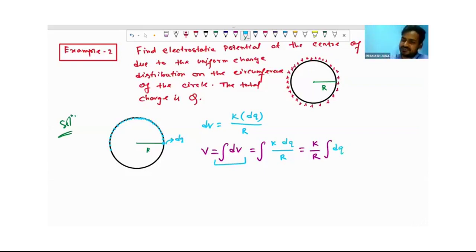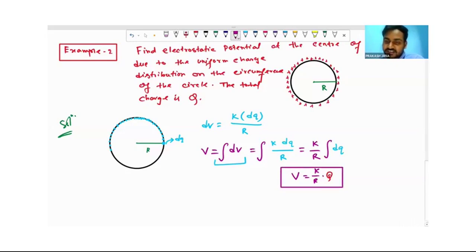What is the integration of dq? It is the summation of all the charges. This gives us k by r as it is, and the integration of dq is nothing but the total charge q, which is given in the question. The total charge is q. Correct. So this is the expression for potential due to the charge distributed uniformly on the circumference of the circle.